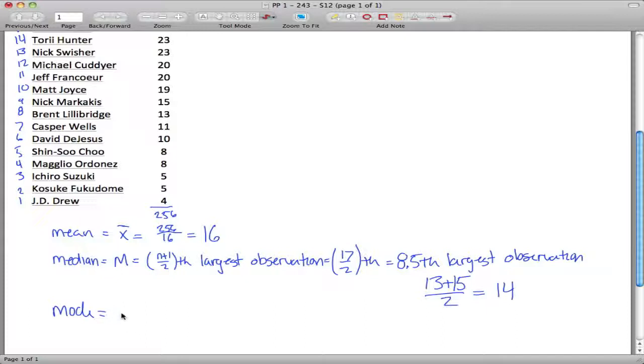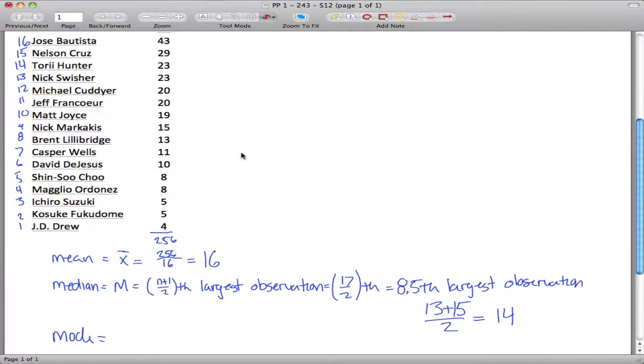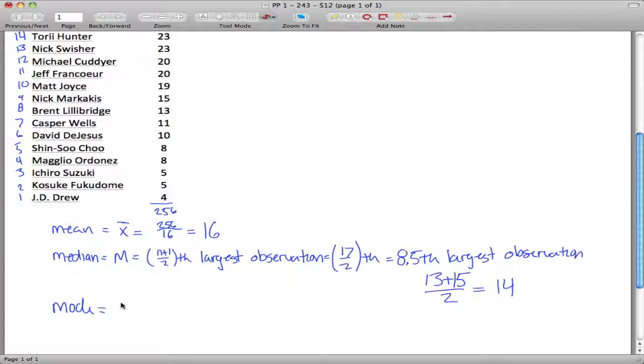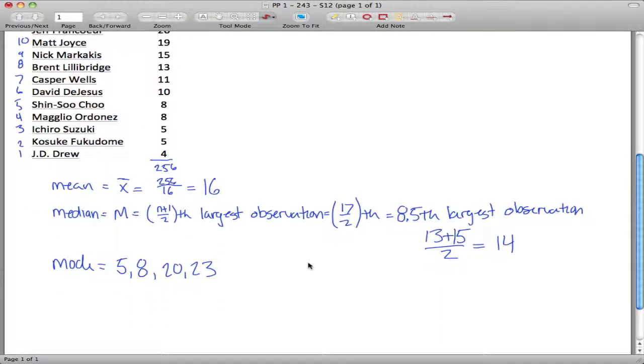Mode is saying which numbers occur most frequently. Say we got 2 23s, 2 20s, 2 8s, and 2 5s. So our mode is actually 4 different numbers: 5, 8, 20, and 23, I think were the ones I said. You don't do anything with these. You don't average them or anything. You just leave it as it is. The mode is that.